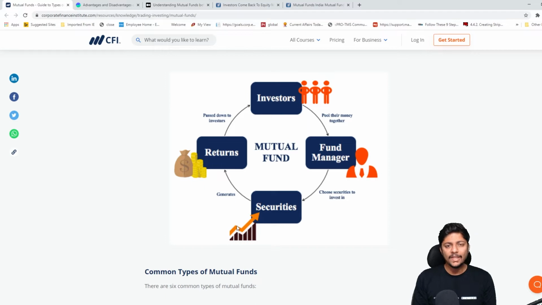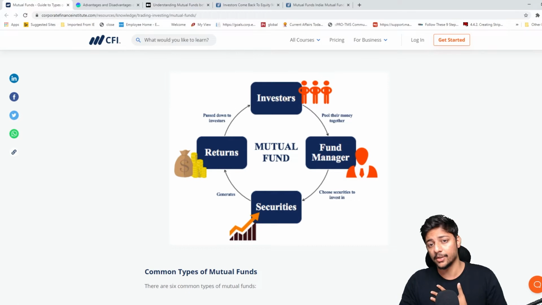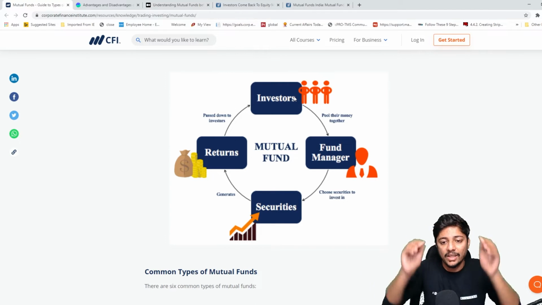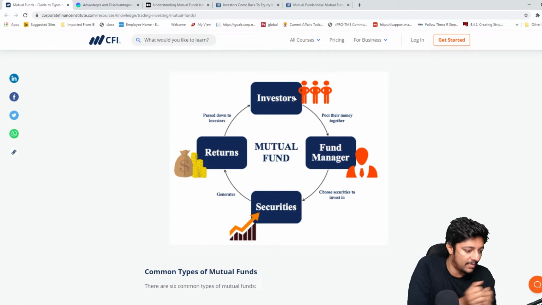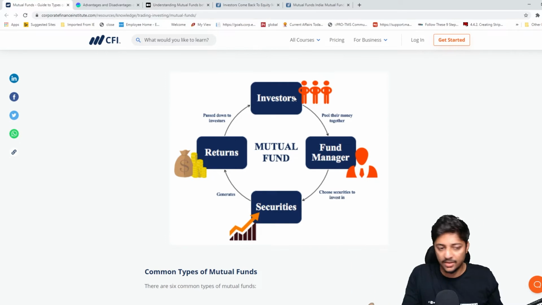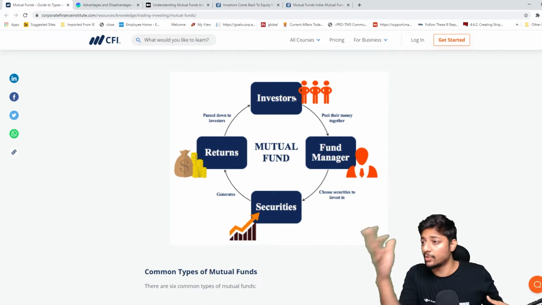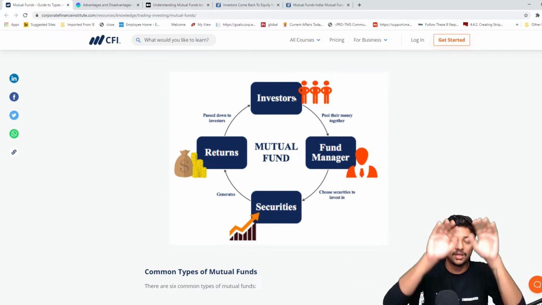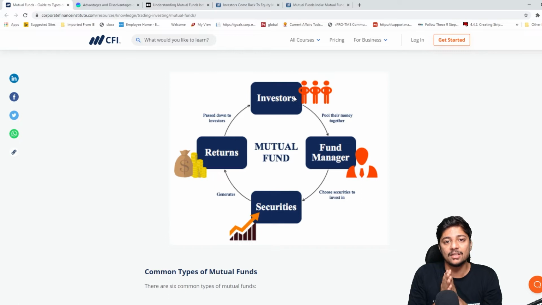Okay, as the name suggests, it's a fund created by a lot of people. Now, basically, if you look at this, investors, which are people like me and you, start pooling in their money. They all take the money and start pooling it in. Pooling in their money basically means that I put in 10 rupees, you put in another 100 rupees, you put in another 5,000 rupees, etc., etc. We will all combine it and then start investing it together.